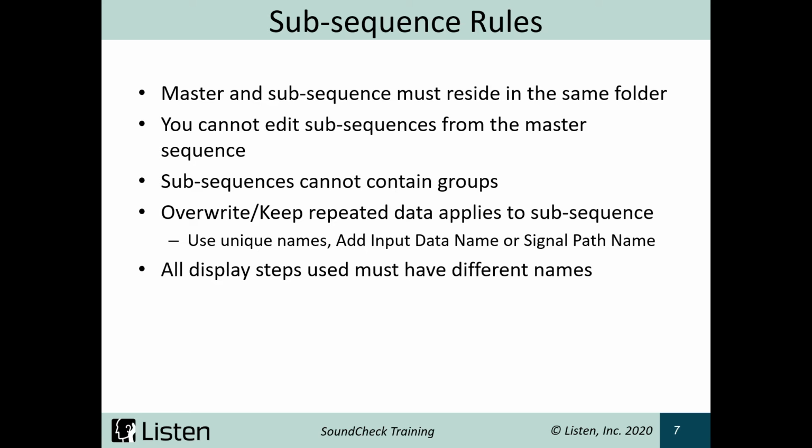So if you have anything that's going to be using the same name, we'd recommend to either add the input data name, add the signal path name, or just give them completely unique names. Don't reuse any names throughout your subsequences. If you do, make sure you're overwriting the data and not keeping repeated data. But the easiest way to do it is just give very specific names, make sure they're unique, and you won't run into any issues.